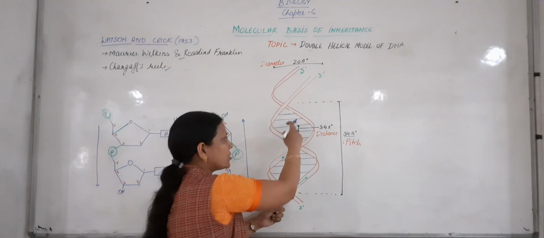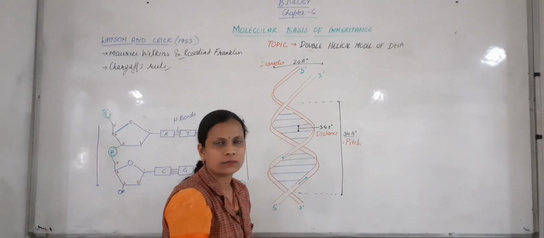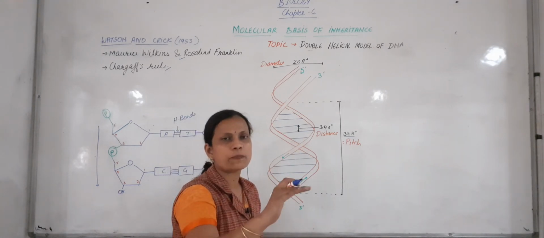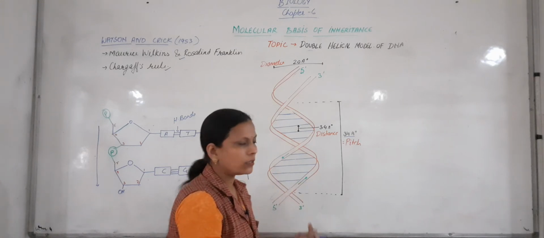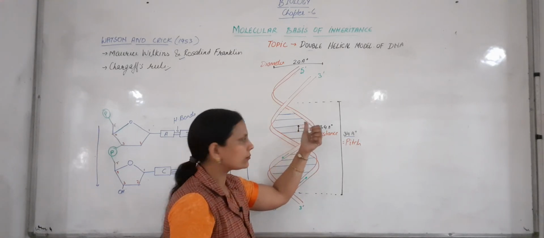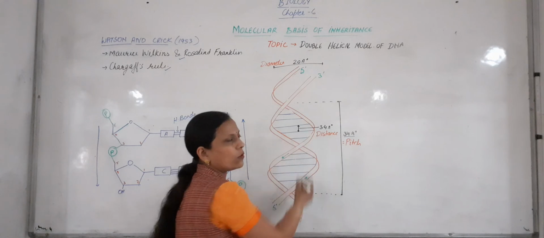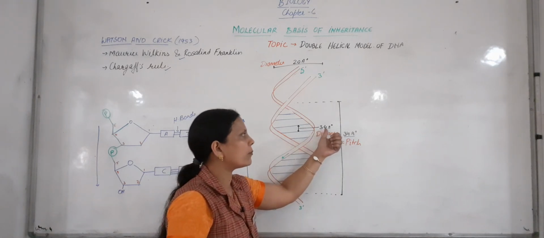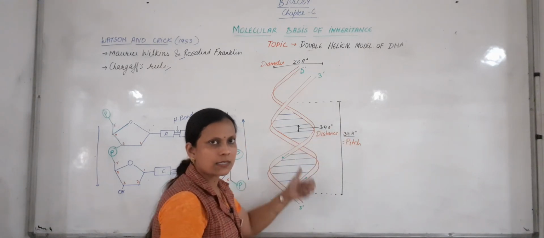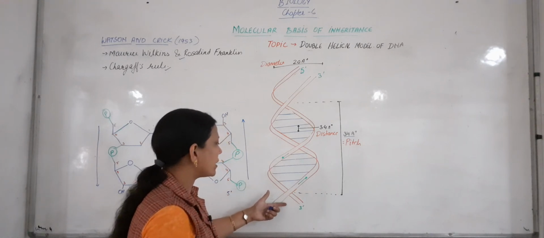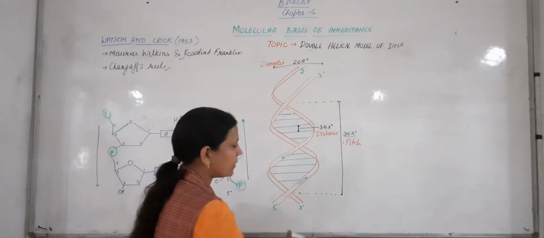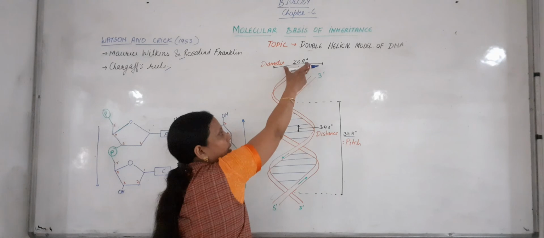Now in this pitch there are 10 base pairs. Like there are 10 steps to come again to the north. So there are 10 base pairs. So the distance between two consecutive base pairs comes to be about 3.4 angstroms. This is about the dimensions, and the next important thing is the diameter. The diameter of this DNA double helix is 20 angstroms.